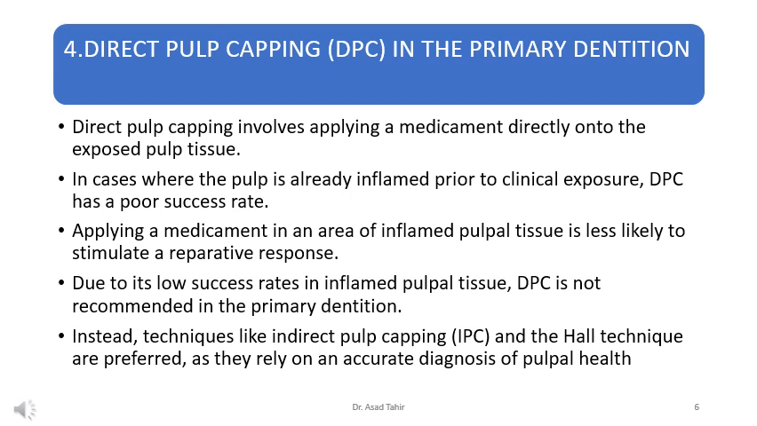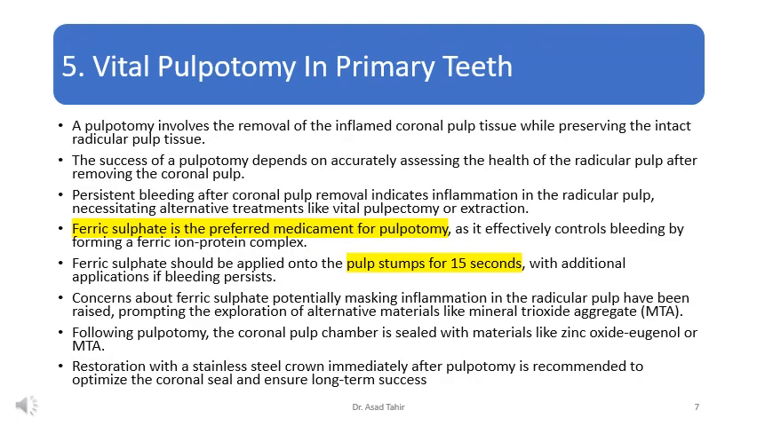Due to its low success rates in inflamed pulpal tissue, DPC is not recommended in the primary dentition. Instead, techniques like indirect pulp capping, IPC, and the Hall technique are preferred, as they rely on an accurate diagnosis of pulpal health. Vital pulpotomy in primary teeth.